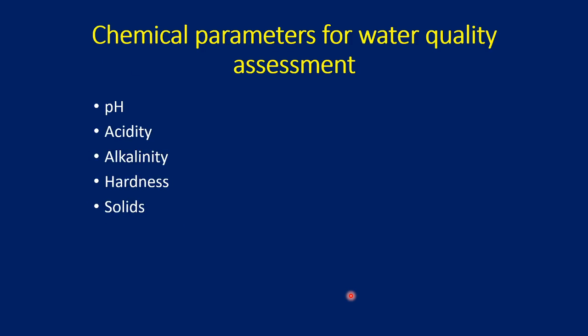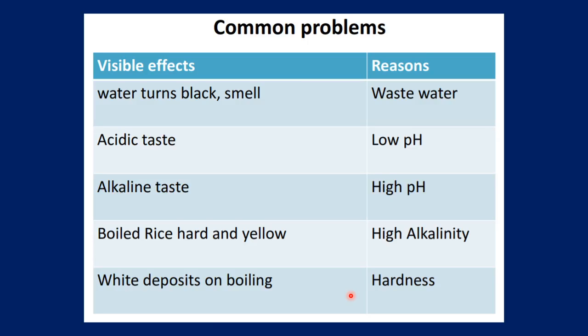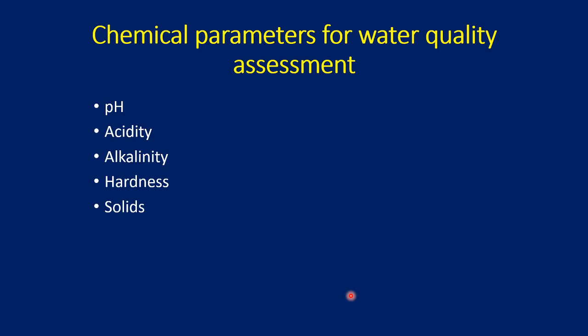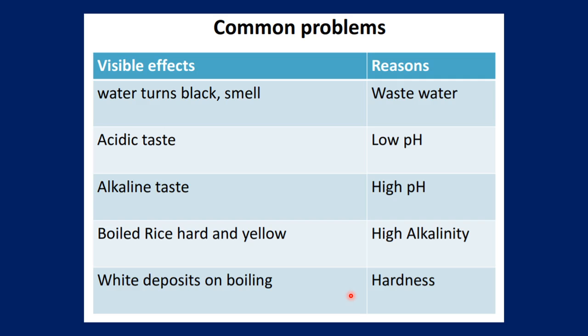The chemical parameters of the water quality assessment are pH, acidity, alkalinity, hardness, and solids. So, I mean, solids in the sense total dissolved solids, total suspended solids. It also contributes to the quality of water. Now, let's look into the biological aspect: the presence of bacteria, minimum number of bacteria, maximum number which is tolerable, presence of pathogenic bacteria, all those presence of organisms can contribute to the water quality assessment.